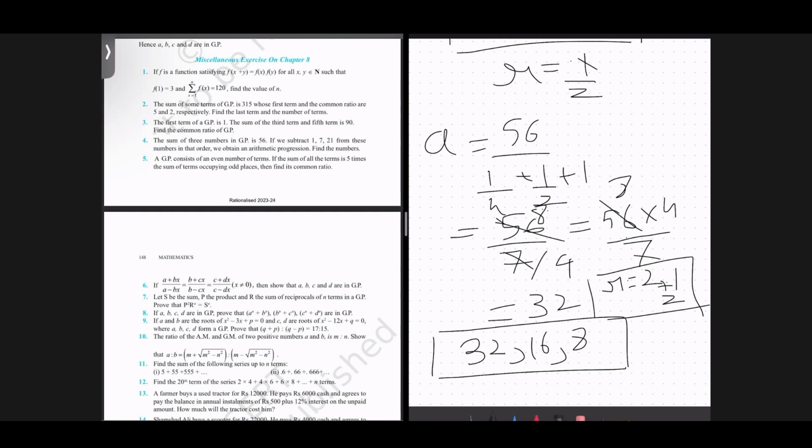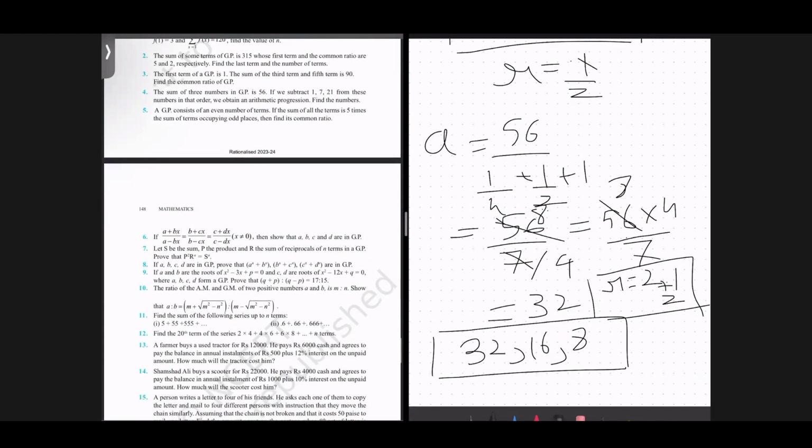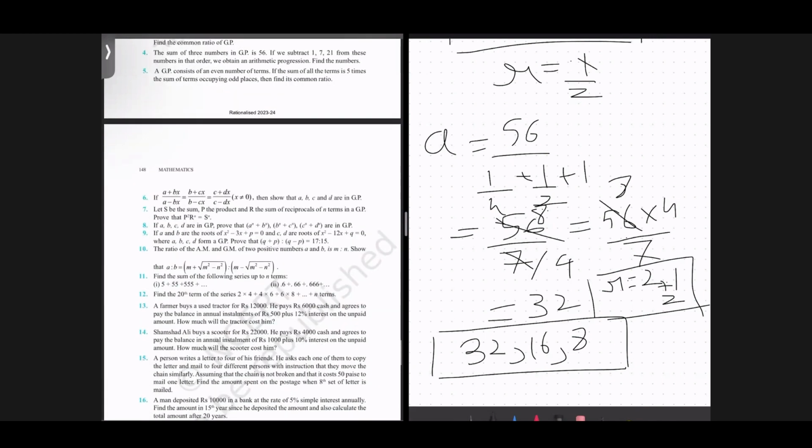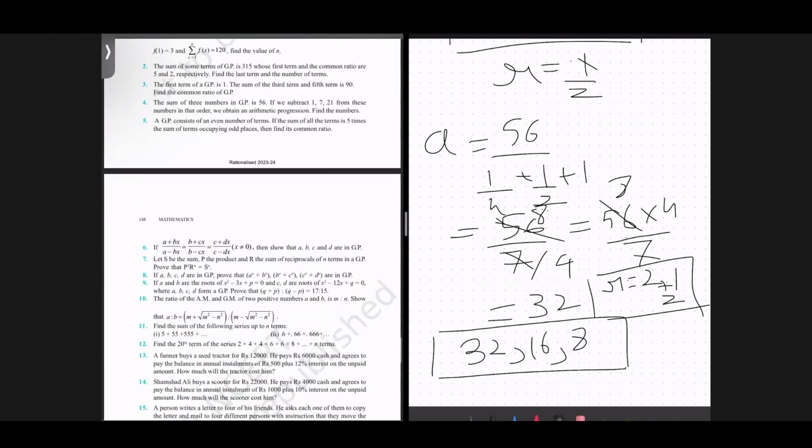So we have seen 4 questions from this exercise, and the remaining 14 odd questions, we are going to take up in the next session that we have.